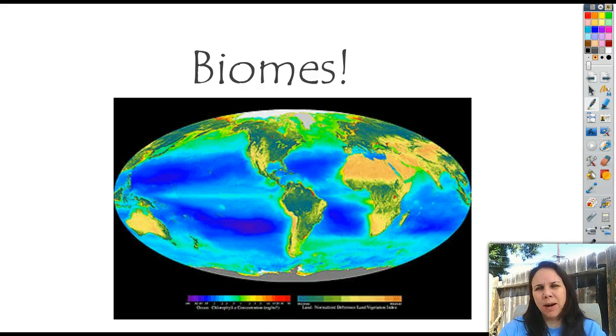Alright, so we're doing biomes, which is one of the 5 levels of classification for ecology. Remember, we had biosphere, biomes, ecosystem, community, population, species. And so we've been doing a lot with populations and the animals that go on within them. So we're going to go a little bit higher up to biomes.